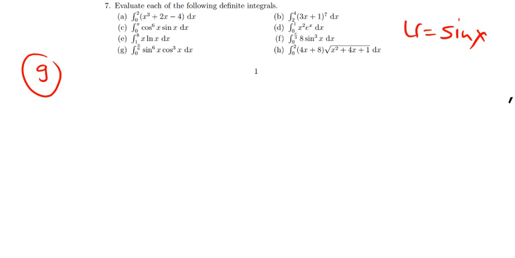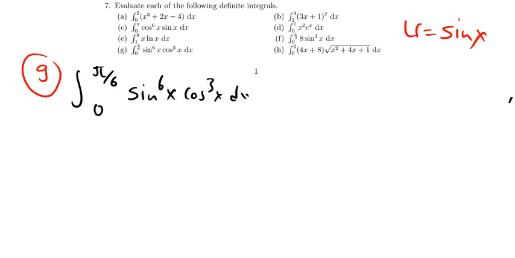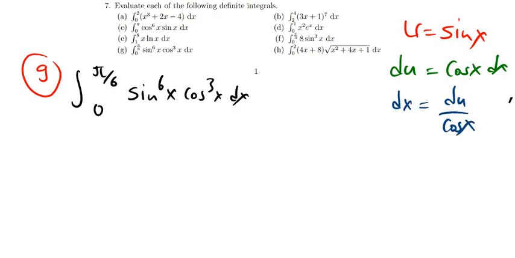Then the integral from 0 to pi over 6 of sine 6x cosine 3x dx. If you are to differentiate that, you're going to have cosine of x dx. So you see that dx will be willing to do something, right? So you have dx being equal to du over cosine of x. So the cosine of x there, one of them can disappear, right?